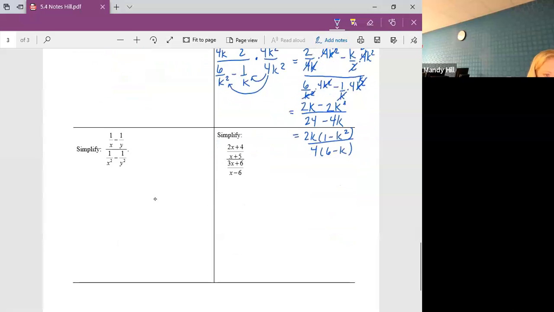Okay, last two problems here. We got to find our least common multiple. We've got an x. We've got a y. We've got an x squared and a y squared.